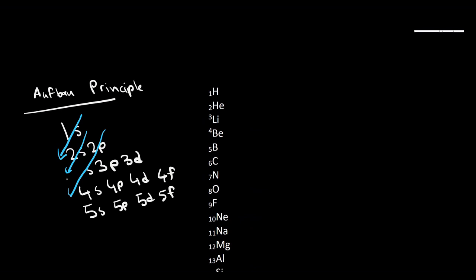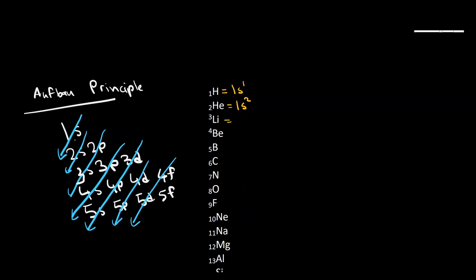Then 3s. Let me write it down again. 3s. And then you have to draw this arrow again. So then it's 3p, and then 3d, and then this, and so on. Okay, now it's going to be clearer when we write the electronic configuration. So let's start with hydrogen. Well, first we have to start with here, right? So 1s1, because it has only one electron. Helium, 1s2.